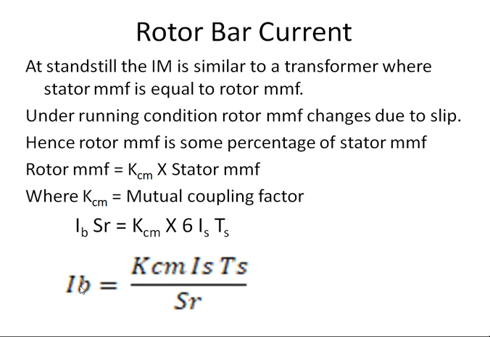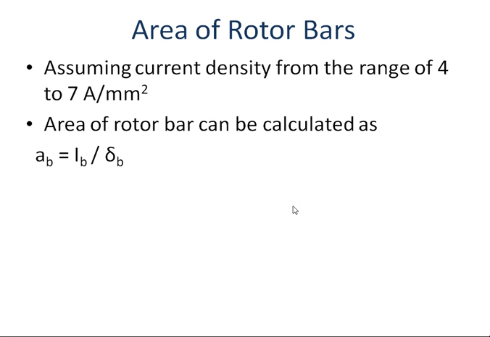So we can say that IB, that is the rotor bar current, will be KCM ISTS upon SR. So from this formula we can calculate the value of rotor bar current. Once we know the value of rotor bar current, we can select or assume a suitable value of current density, which has a range from 4 to 7 ampere per millimeter square, so that the area of the rotor bar can be calculated as AB is equal to IB upon DB in mm square.